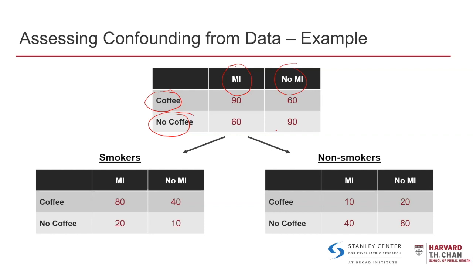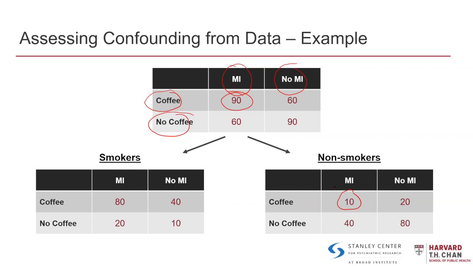We could put those into two different tables. Among smokers, we can say that 80 of the coffee consumers were also smokers. So if we take 80, then the rest would be 10, because we had 90 who are coffee drinkers. So it would be 10 here.